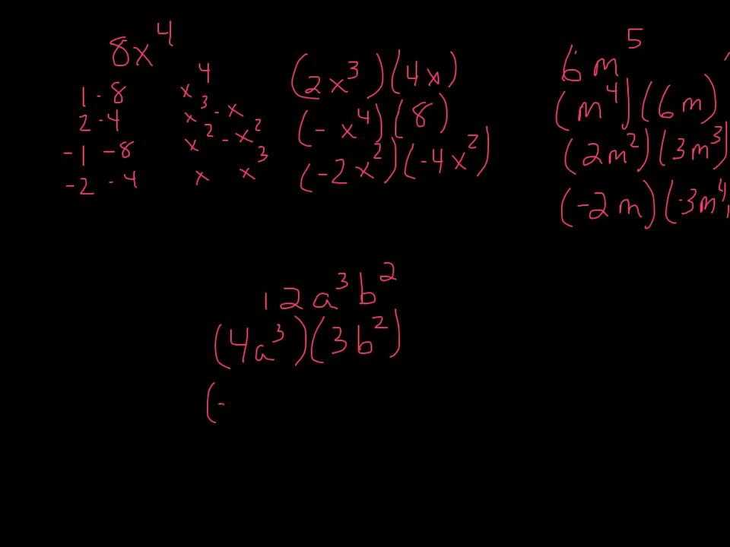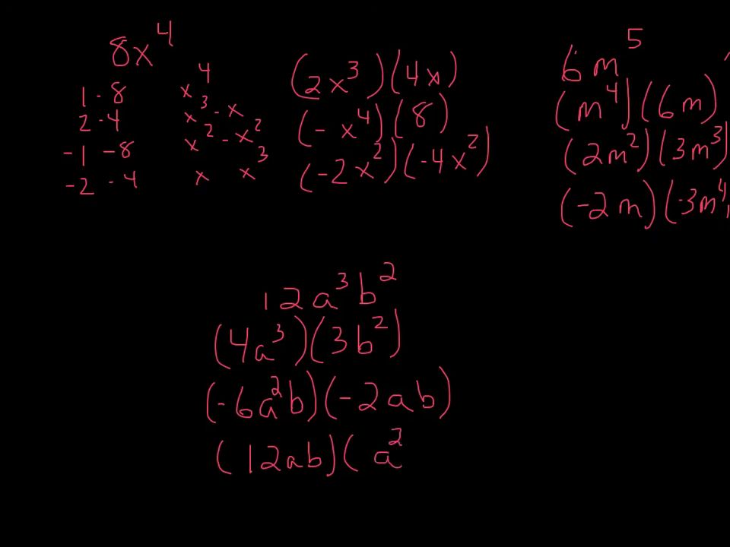Let's go negative 6 a squared b. So what are we missing? We're missing negative 2. We need another a, and we need another b. So there you go. And then finally the last one, let's go 12ab times, and we need just 1, so we don't need to put the 1 in there. We need 2 a's, so a squared, and we need 1 more b. So that's the first part of this, so hopefully you got it.